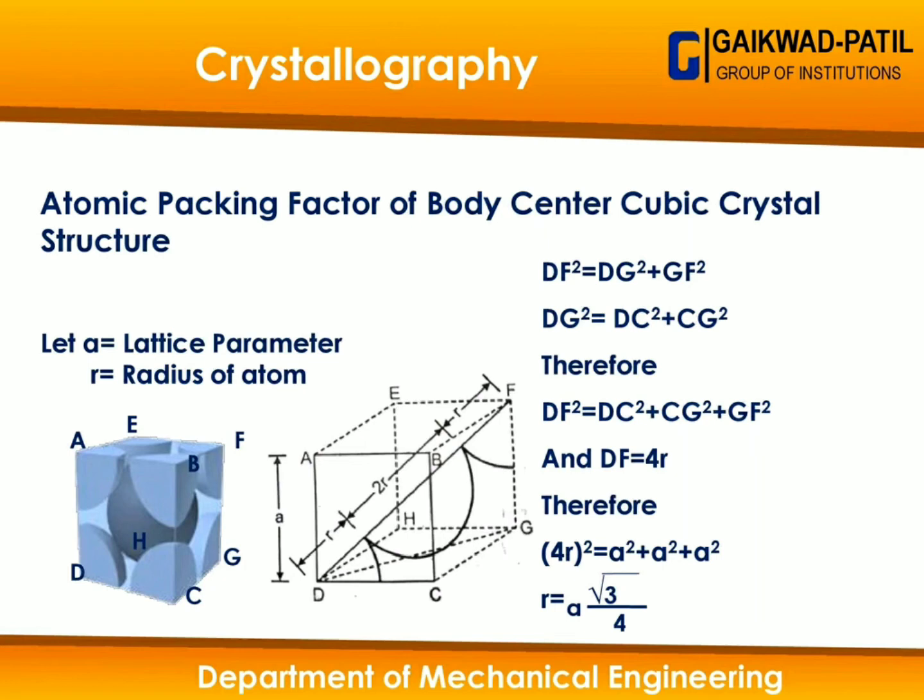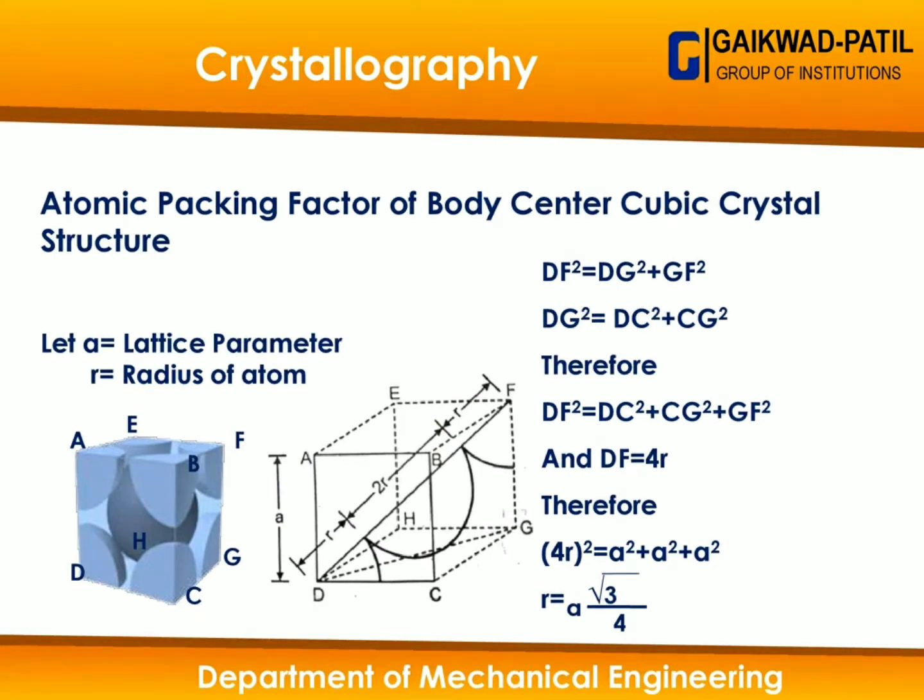And what is the value of DF? It is 4r, because the corner atom has radius small r, the center atom has diameter twice r, and the other corner atom has radius small r. So it is 4r. Therefore, in place of DF, we can write (4r) whole square is equal to a square plus a square plus a square. So we can write down r value is equal to a into under root 3 divided by 4, right?